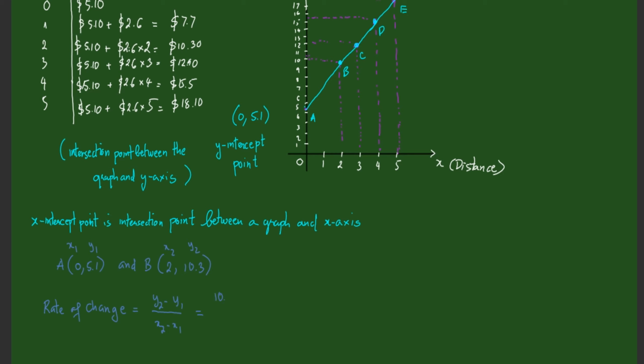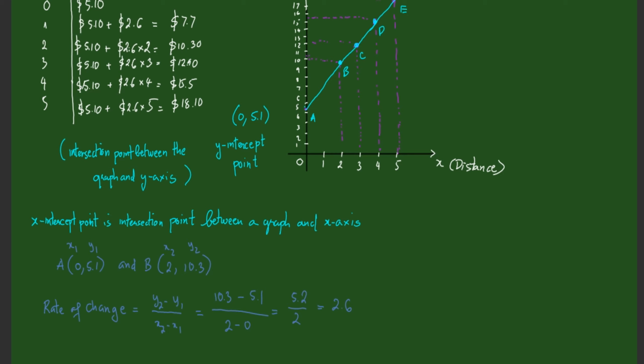So we have 10.3 minus 5.1 over 2 minus 0, right? Now if you put that in the calculator, 10.3 minus 5.1 gives you 5.2, over 2. Divided by 2, the rate of change will be 2.6. Okay, so that is the rate of change. Very easy, right?